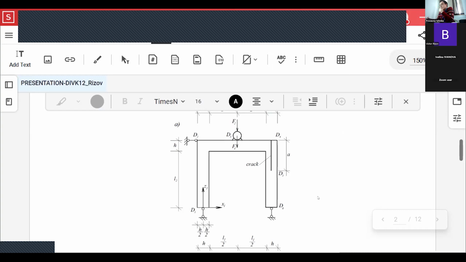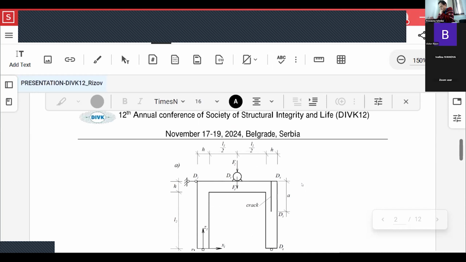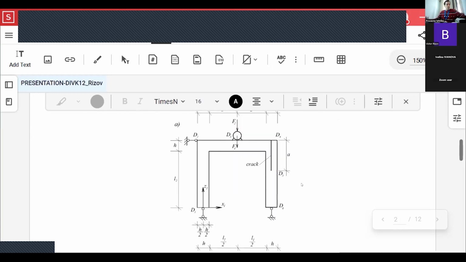Figure 1 illustrates the frames explored in the current article. 3 different support conditions are considered in order to explore their influence on the longitudinal fracture of frames. The frame in figure 1A, actually this frame on the screen, is supported by 3 links, 1 horizontal link in point D2, and 2 vertical links in points D1 and D6.